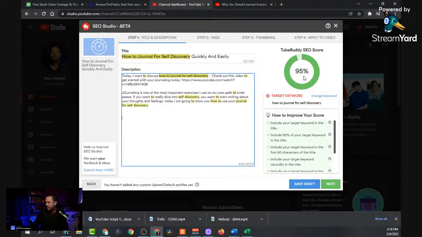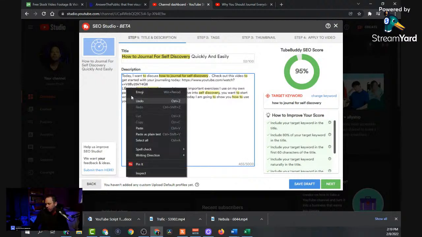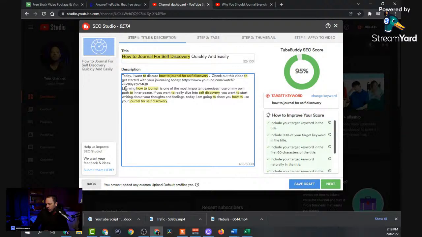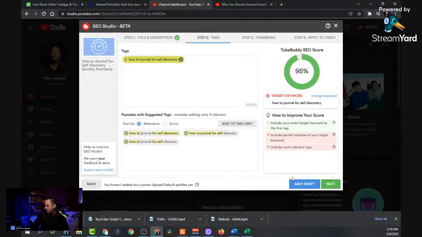And you see, my optimization score is 95%. I want my keyword, but I also want different aspects of that keyword phrase several times throughout my description. So I have self discovery, journal, how to journal. I want how to journal, learning how to journal. I can do that again. Again, that gives me more opportunity to show up. And this is just the optimization. Then we're going to go to the next step.